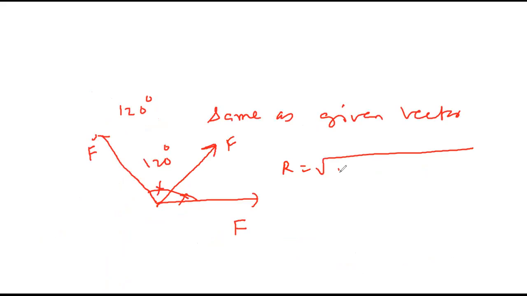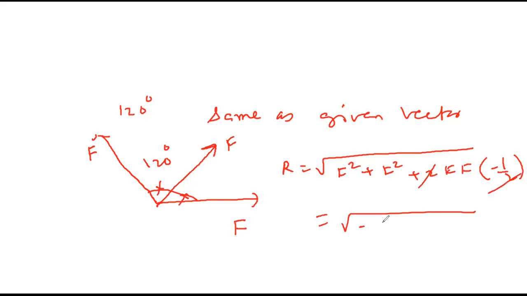Two vectors are equal, so F square plus F square plus 2FF cos 120, and cos 120 is minus half. I can cancel FF, 2. So 2F square minus 1F square will be root of F square. Can I say it is F? Done? Understood now? Two vectors equal and inclined by 120, result is same.